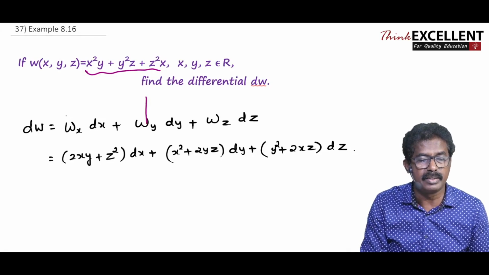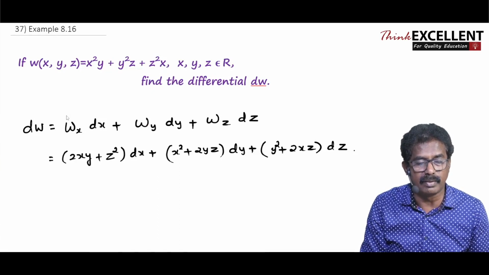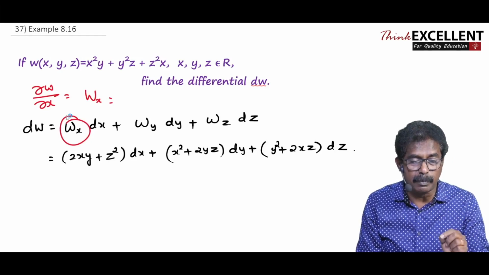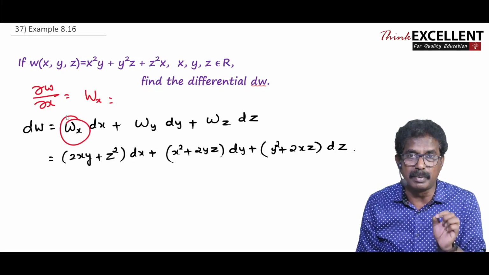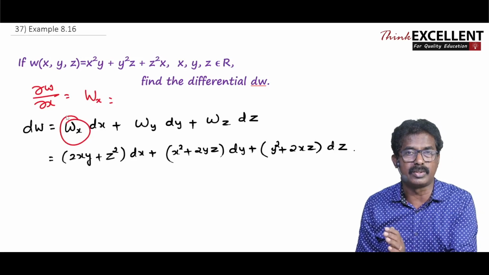When you differentiate with respect to x, when you find dou w by dou x, that is shortly written as w suffix x. How can you find that? You differentiate w partially with respect to x. The meaning, treat only x as the variable. All other letters you take as constant.